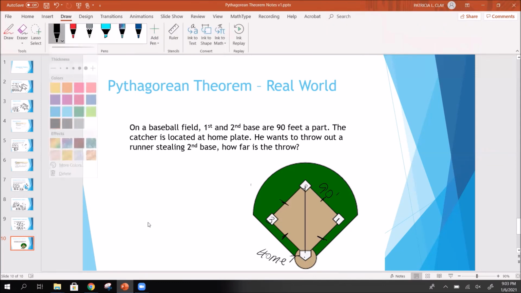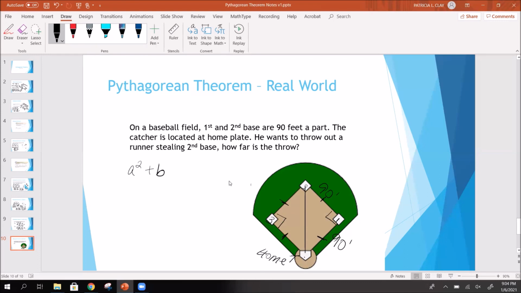Okay, so the catcher wants to throw the ball from home plate to second base. So if we notice, now all of a sudden this splits the square in half. And what do we have? We have two triangles, but more importantly, what type of triangles? We have two right triangles. Okay, so now we know that we can use the Pythagorean theorem to figure out the hypotenuse, because we already know this side is 90, right? And this one is 90, so we just need to find this. So let's set up our formula.